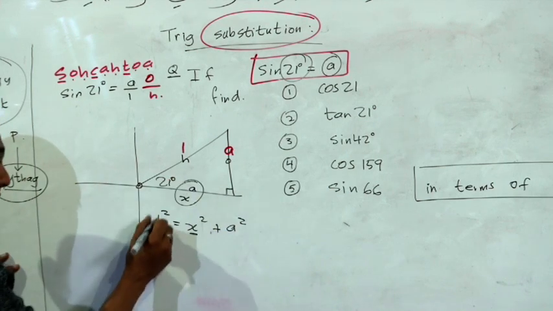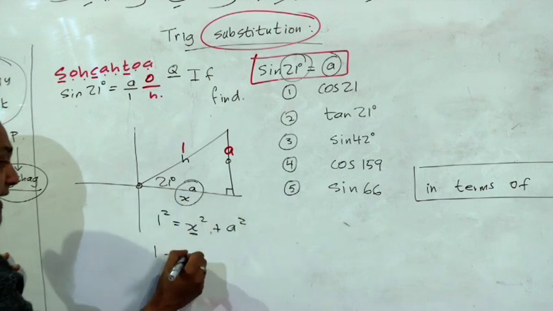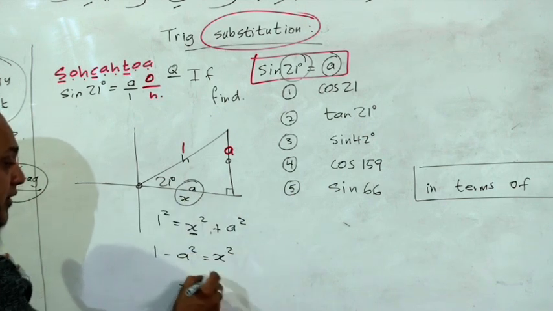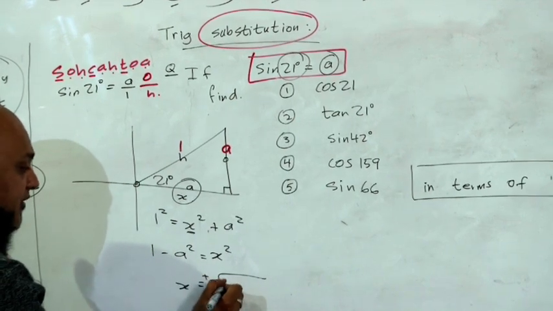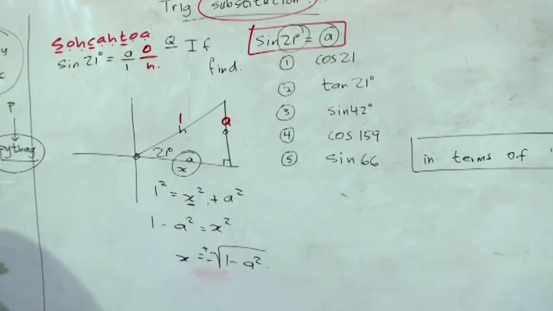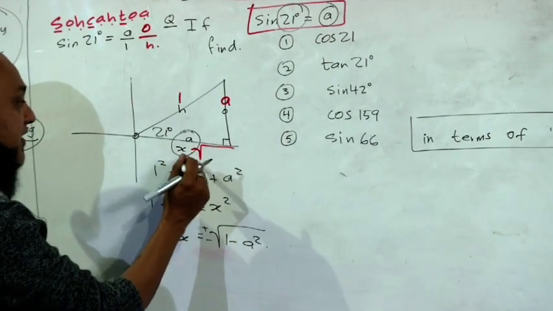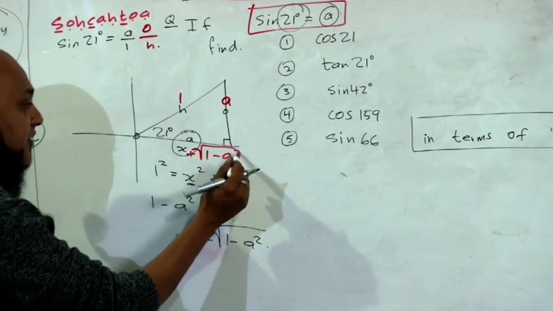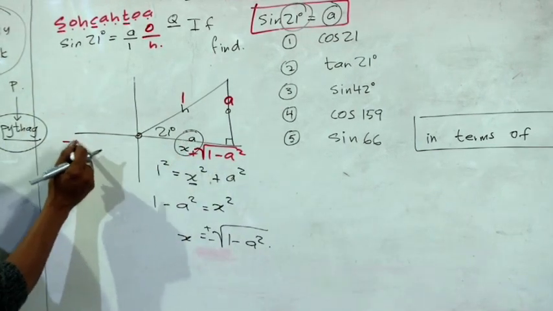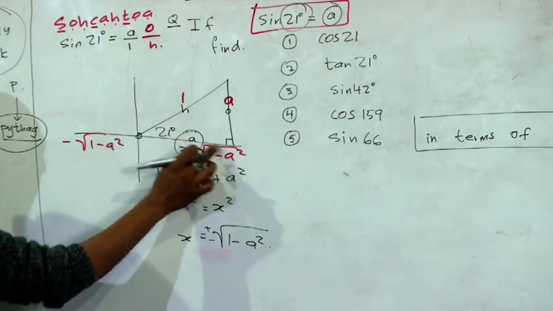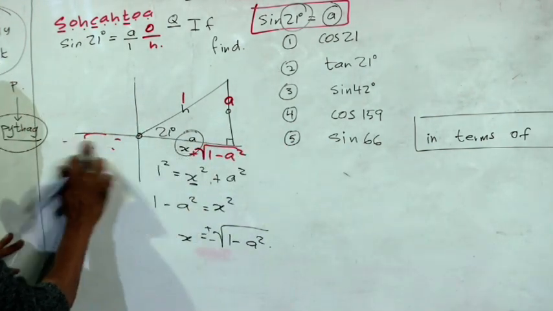So now we've got 1. 1 squared is 1, minus A squared is equal to X squared. So X is equal to plus or minus the square root of 1 minus A squared. Now, we know it's to the right, so this must be the positive square root of 1 minus A squared. If this was on the opposite side, it would have been negative the square root of 1 minus A squared. But it's on the positive side of 0. Any number to the right is positive.